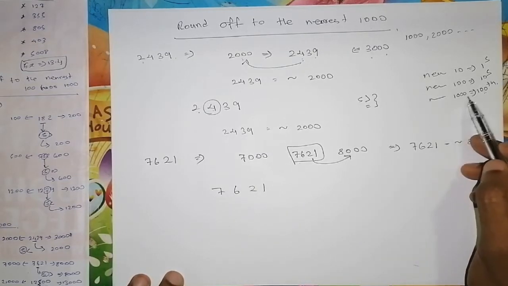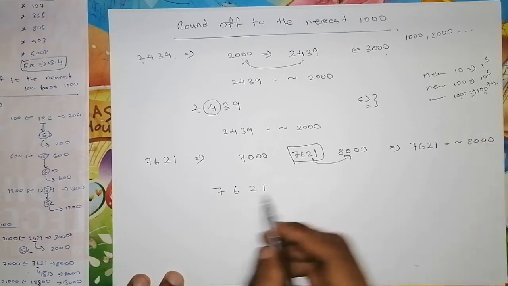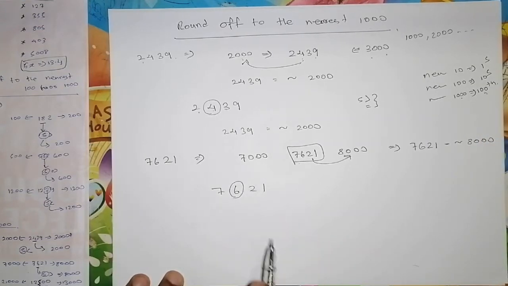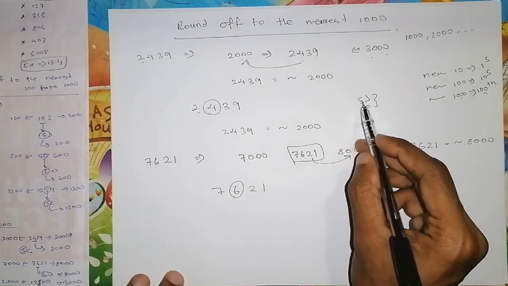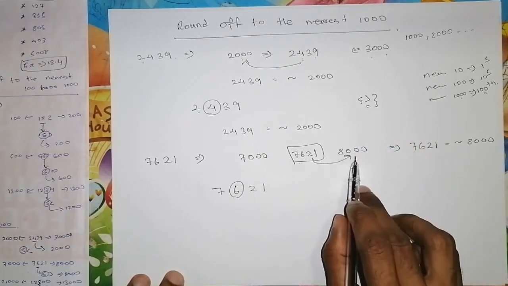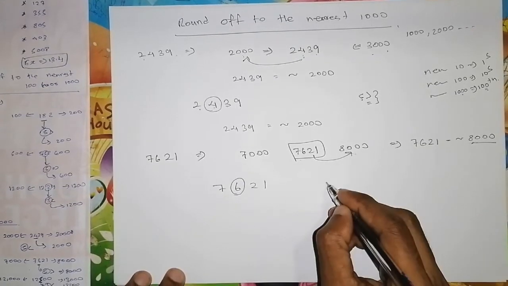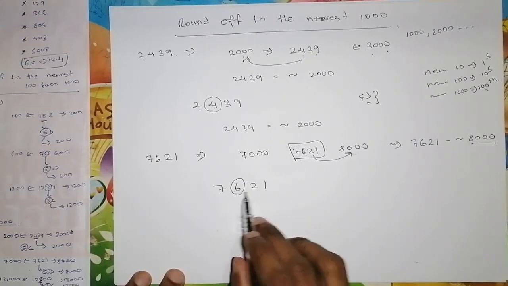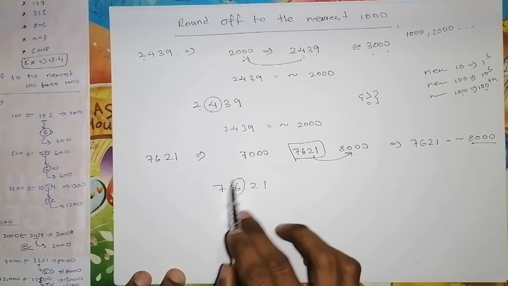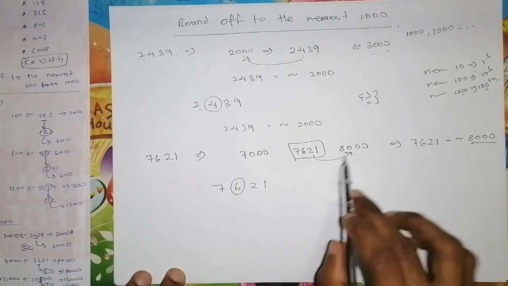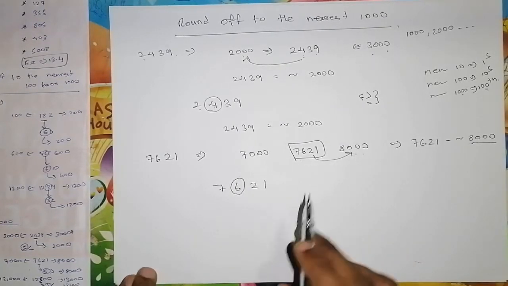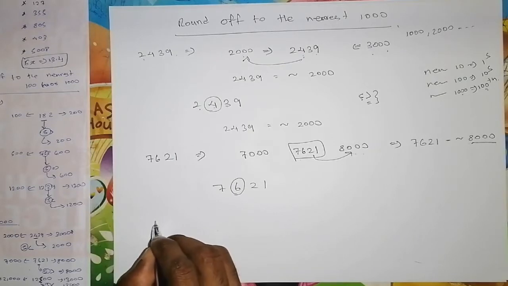In the second method, for 7621, nearest 1000 means we check the 100 position. The 100 position is 6. It is greater than 5. Greater than 5 means we take the next number. So 8000, the same answer. So we have another example, the last example.